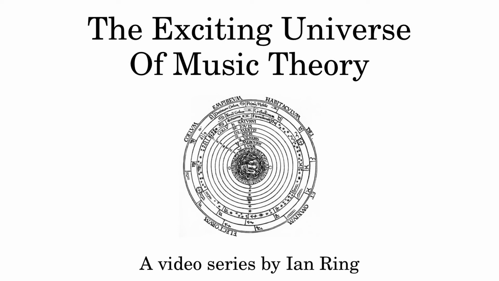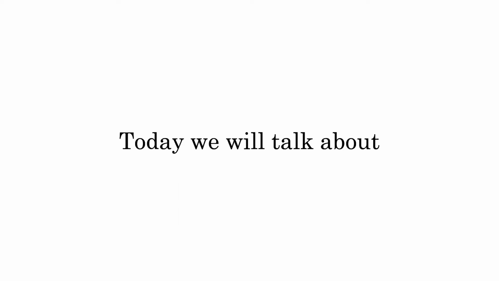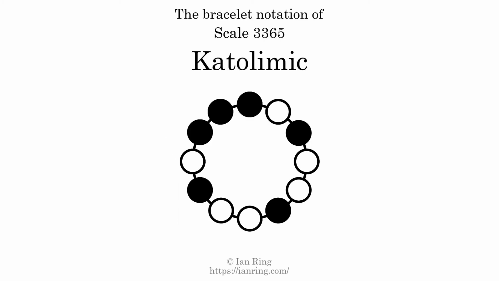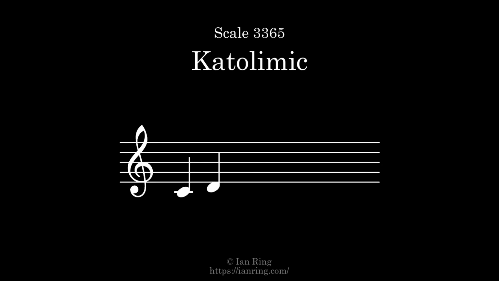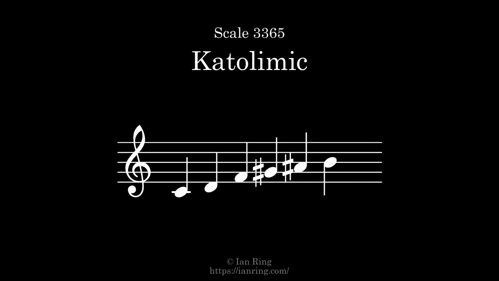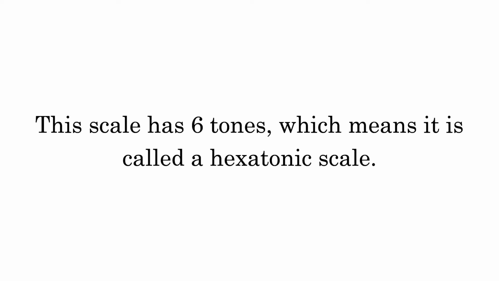Welcome to the exciting universe of music theory. Are you ready to learn? Then let's begin. Today we will talk about scale 3365, Katolimic, which sounds like this. This scale has 6 tones, which means it is called a hexatonic scale.